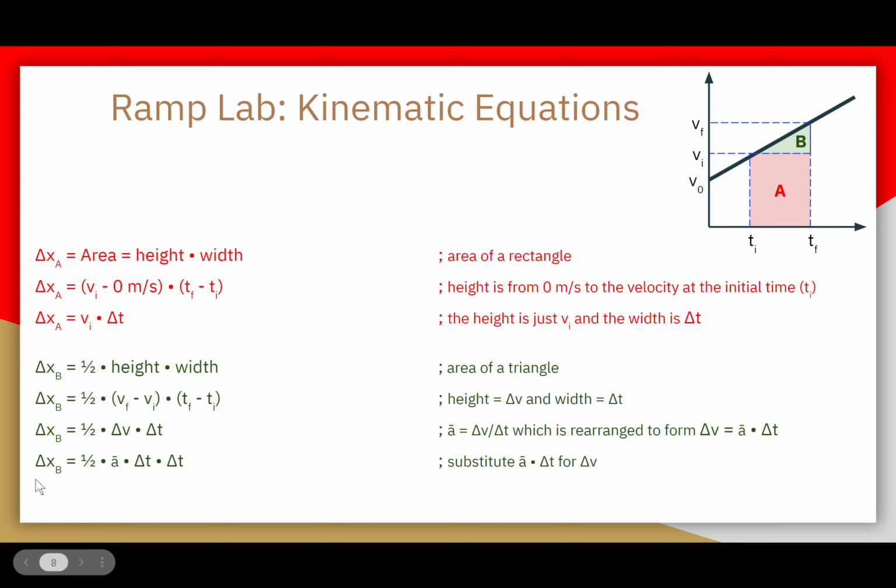So when I plug that in for my delta v term, right over here, I end up figuring out that the change in position of region B is going to be 1/2 times my average acceleration times my change in time times my change in time. I can simplify that down, so that way the displacement of region B is 1/2 a times delta t squared.